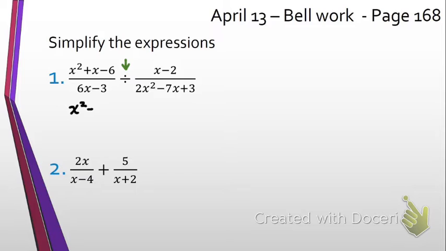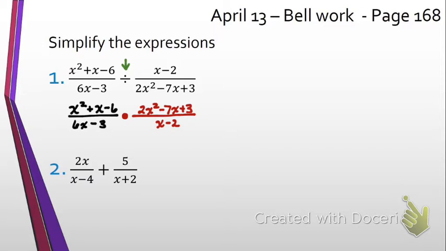X squared plus x minus 6 over 6x minus 3, and then we're going to change this to multiplication, and we are going to flip this fraction. So 2x squared minus 7x plus 3 goes up on top, and x minus 2 flips down to the bottom. So after we do keep, change, flip, what should be my next thing to do?